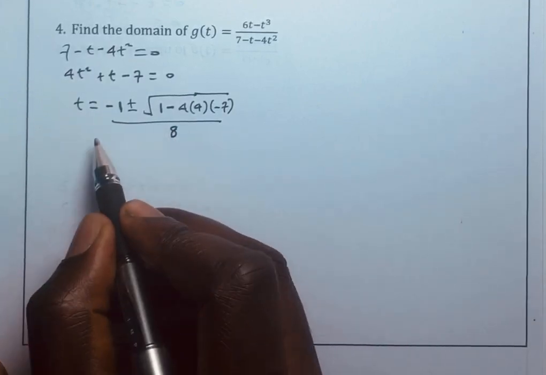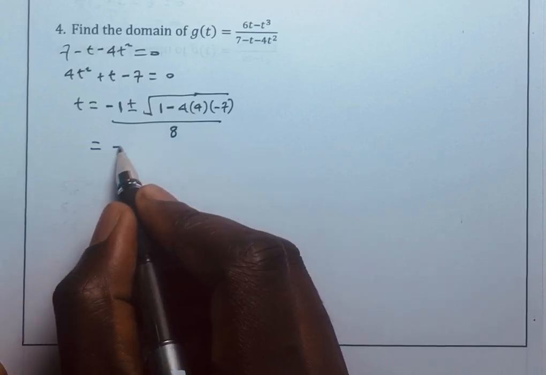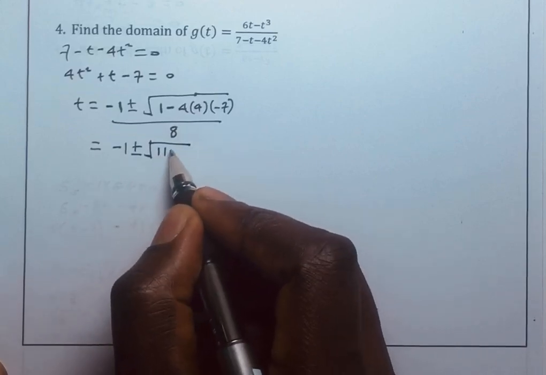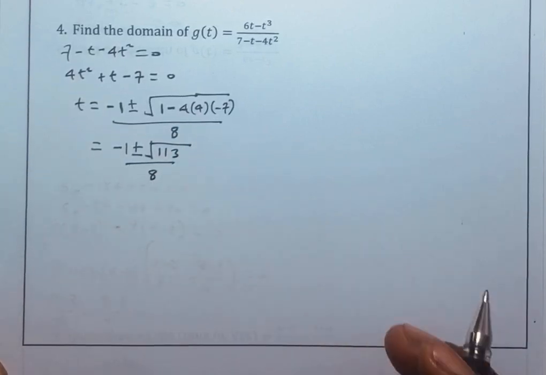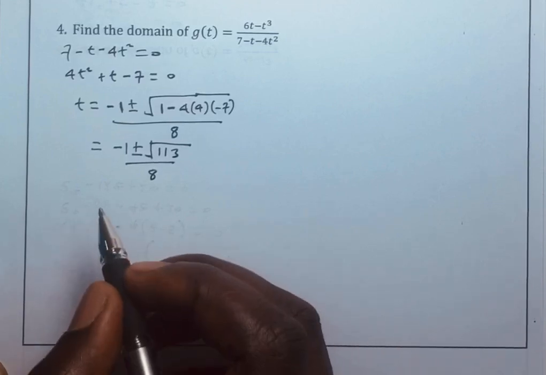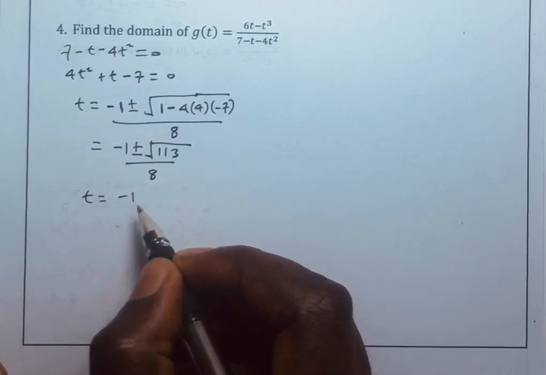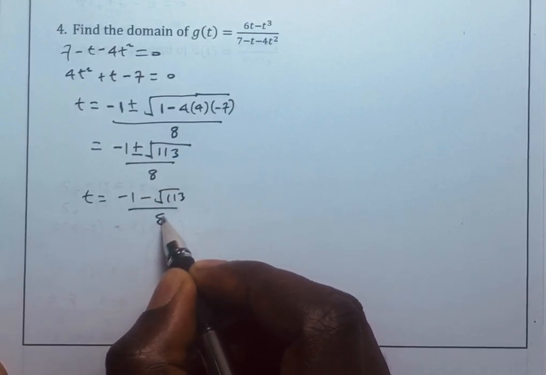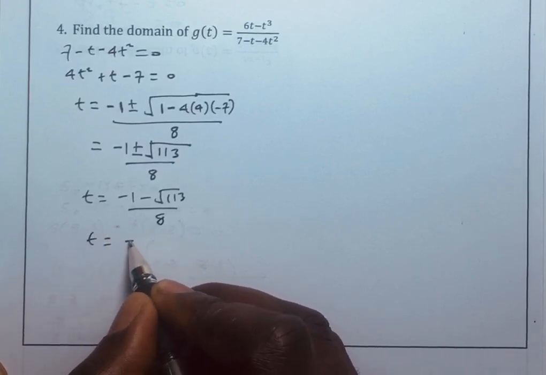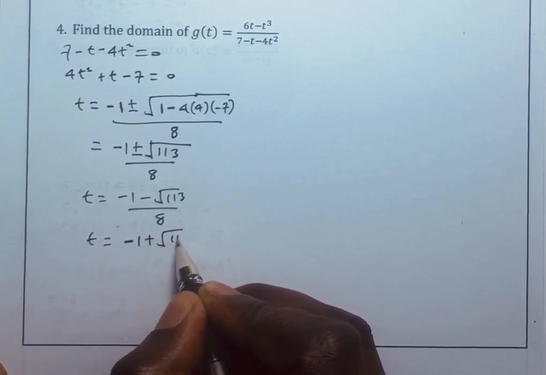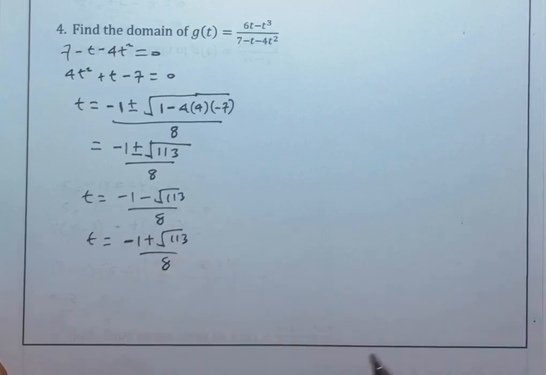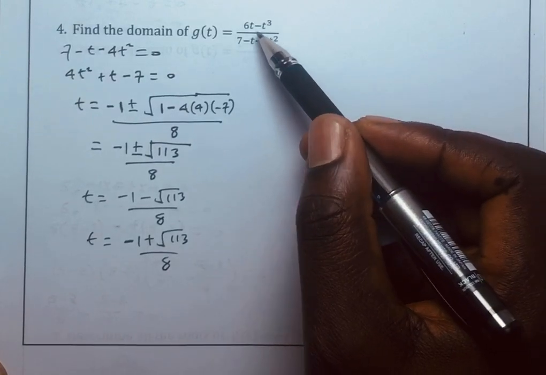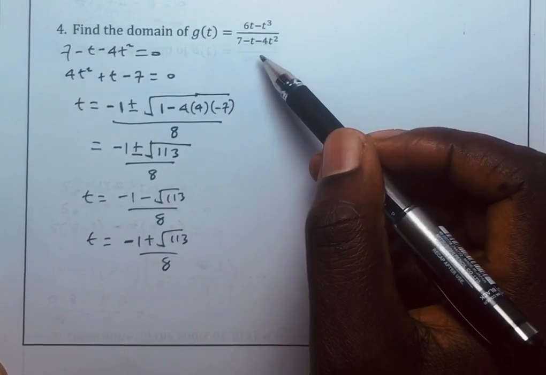Okay, so we can simplify this to be minus 1 plus or minus, under the root we have 113, all over 8. So we have that t can be minus 1 minus root 113 over 8, or t could be minus 1 plus root of 113 all over 8. So these are the values of t that will force us to divide this expression by 0. So we avoid these.